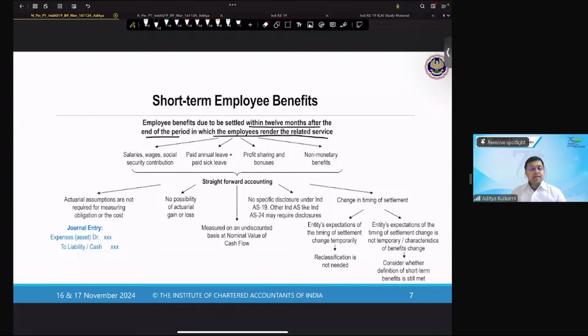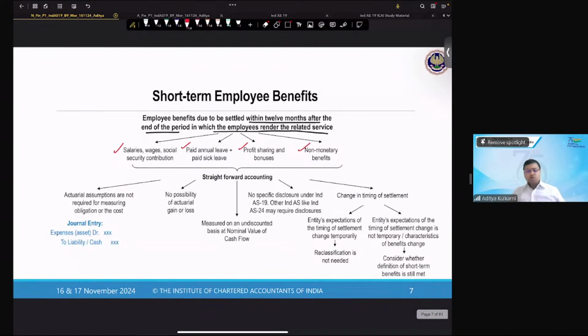So categories में भाई क्या क्या आएंगे इसमें? It could include salaries, wages, contributions to social securities, welfare schemes, that is PF, ESI, whatever is there. Paid annual leave plus paid sick leave, whatever you have. Profit sharing and bonuses. Normally bonus accruals happen. And any other non-monetary benefits. Obviously, non-monetary benefit ka accounting to directly hoga nahi because that is non-monetary.